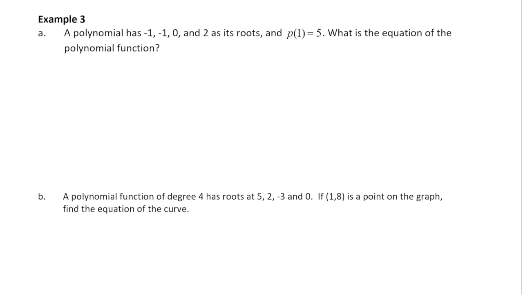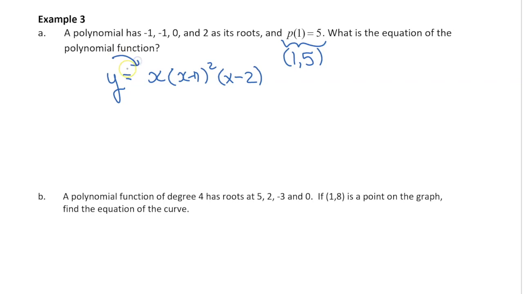Okay, a polynomial has -1, -1, 0, and 2 as roots, and it has the point, this is a fancy way of saying it has the point (1, 5). What's the equation of the polynomial function? So we know that we have y equals, well, what do we know? It has an (x plus 1) squared, and it has an (x minus 2). And in front of here, we don't know what its vertical expansion or vertical compression value would be. But we're able to find that out because we know an additional point. We know the point (1, 5) passes through it.